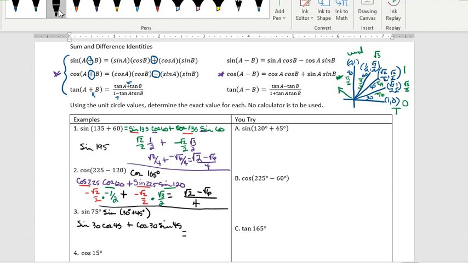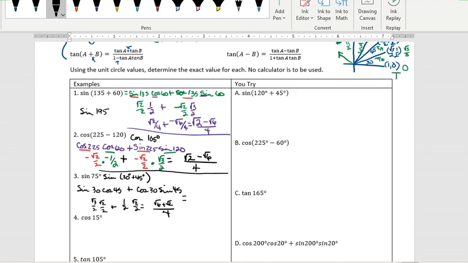So substituting in for 30, I'm going to get square root of 3/2 and 1/2. And cosine of 45 is square root of 2/2. Sine is square root of 2/2. Final answer, square root 6 plus square root 2 all over 4. The end. You don't have to add each time. You can subtract if need be.